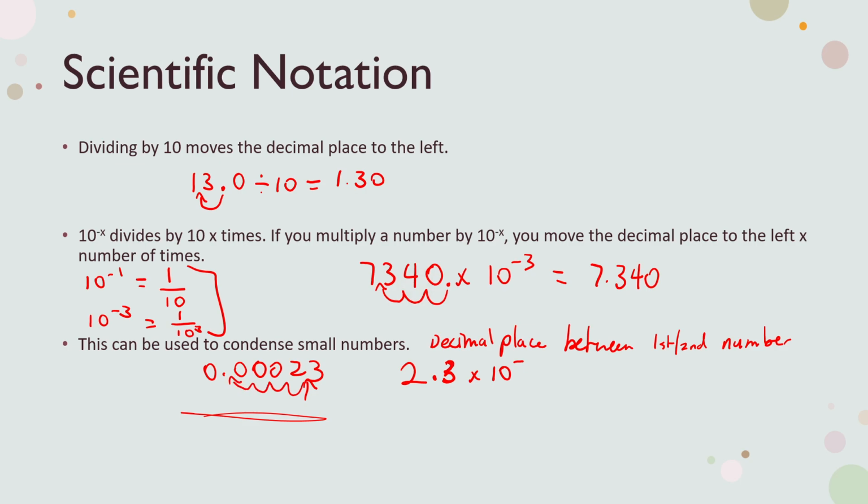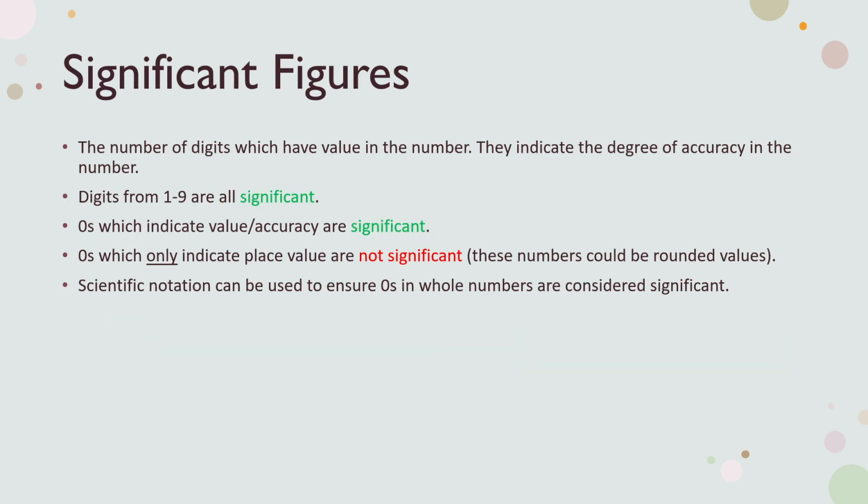So 2.3 times 10 to the negative 4 effectively is the same as 0.00023. Next thing that I want to look at is this idea of significant figures. Essentially, we consider a number to be significant if it is a digit that has value in the number. So we can count the number of significant figures in any number.